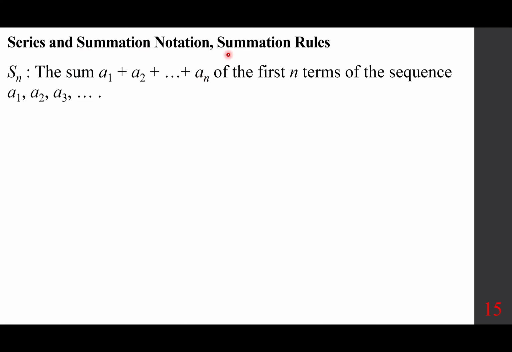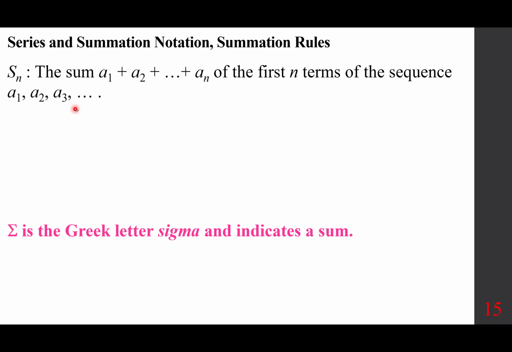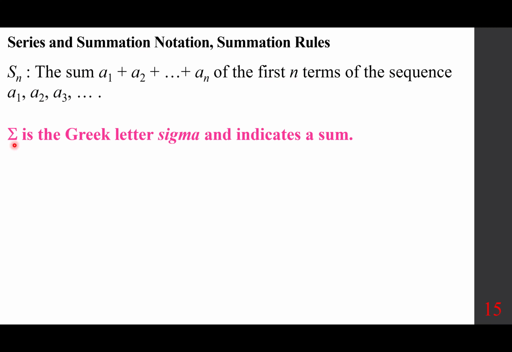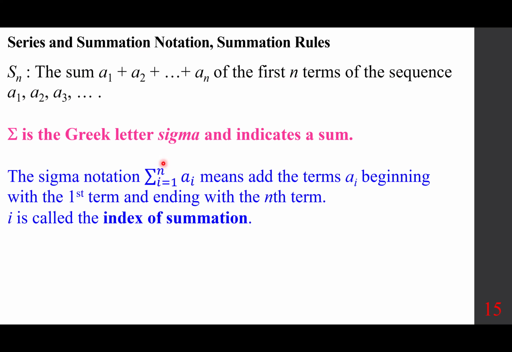Series and summation notation, summation rules. S sub n is the sum of a sub 1 plus a sub 2 all the way to a sub n, the first n terms of a sequence a sub 1, a sub 2, and a sub 3. This is sigma. Capital sigma is the Greek letter sigma and indicates a sum. The sigma notation, the summation i going from 1 to n of a sub i, means add the terms a sub i beginning with the first term and ending with the nth term. i is called the index of summation.